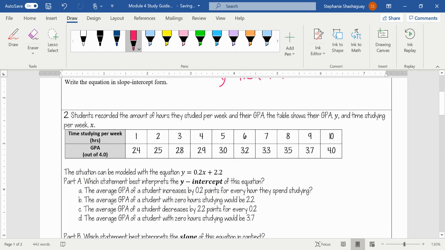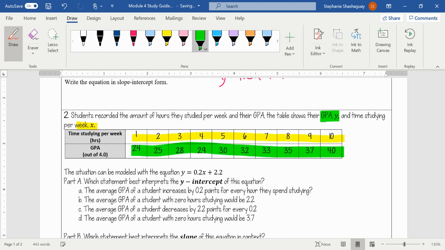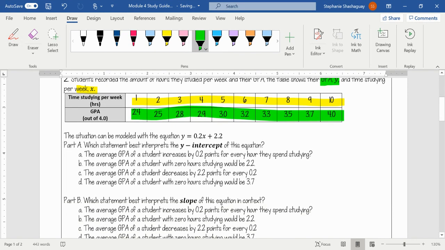It says students recorded the amount of hours they studied per week and their GPA. The table shows their GPA, y, and the time studying per week, x. So these here are my x values, these here are my y values. All right. The table is essentially there just to distract you. Really what we want to look at is the equation.